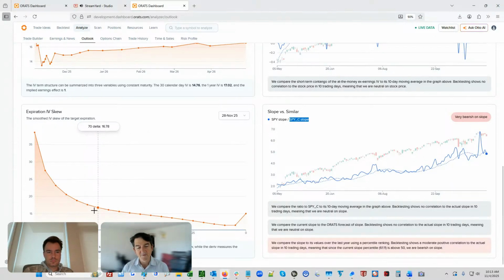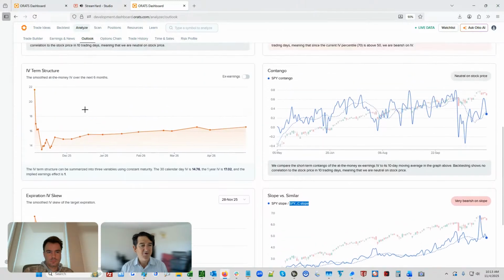And you have to be pretty agile to figure it out. But what we do at ORATS is we will backtest these things and see which strategies do better in certain environments. So I think that's kind of, now that we've learned about this is an expiration IV skew.